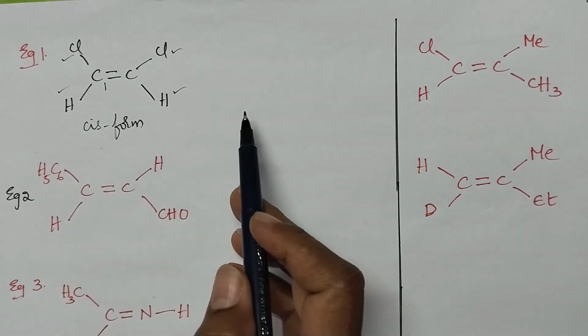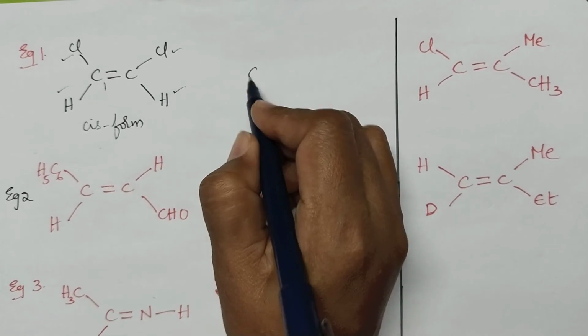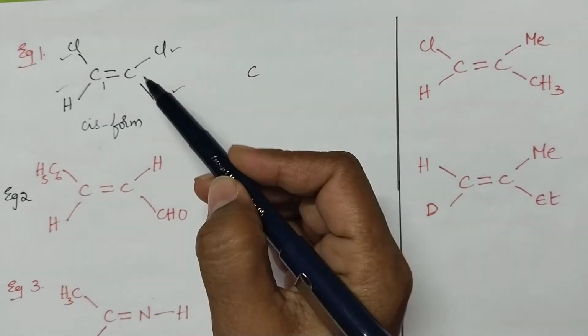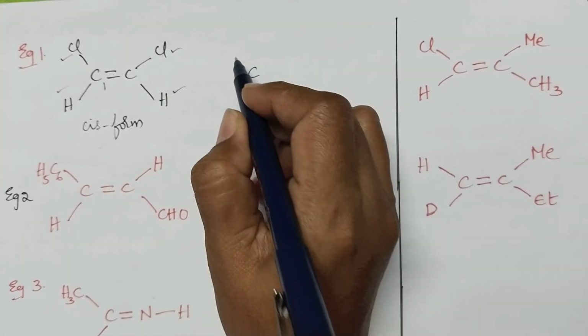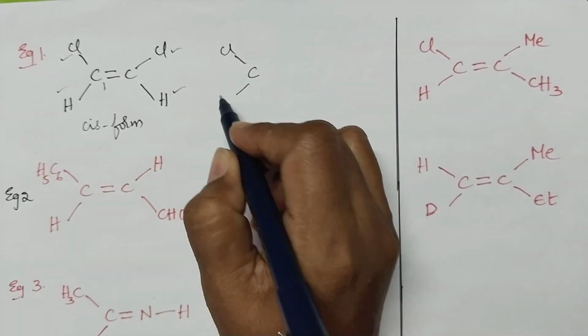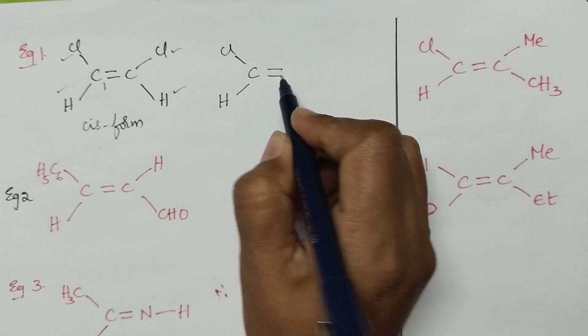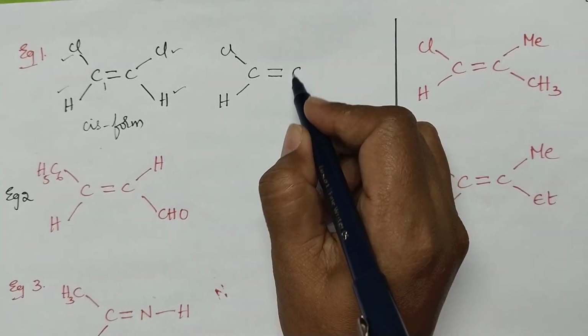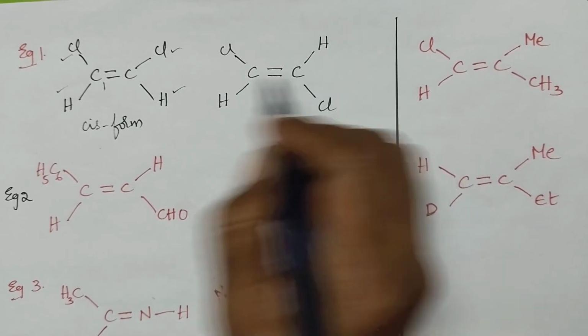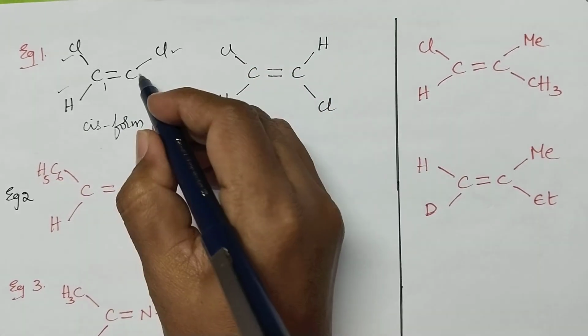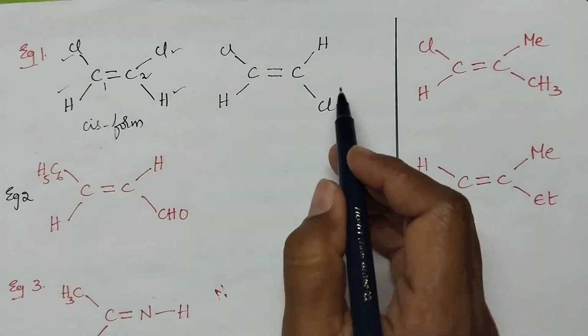Can you write the trans form? You just rotate the molecule around the second carbon atom. That means there will be no change with respect to the position of atoms on the first carbon atom, and you just change the position of atoms around the second carbon atom. You just rotate the second carbon atom. Then what happens?